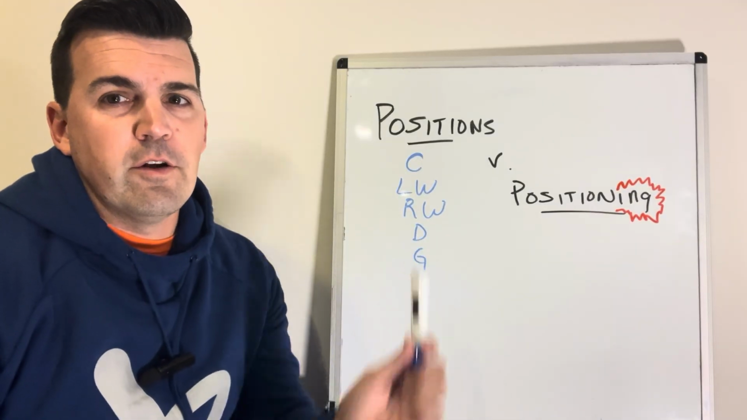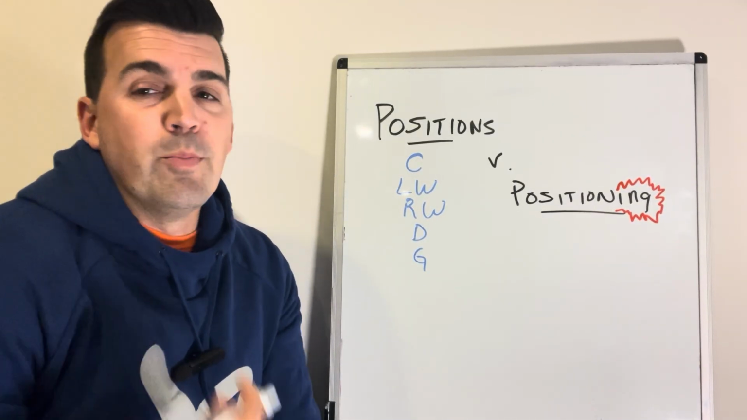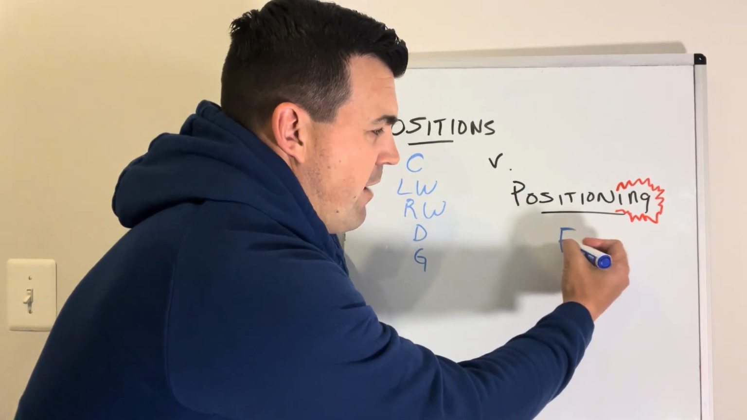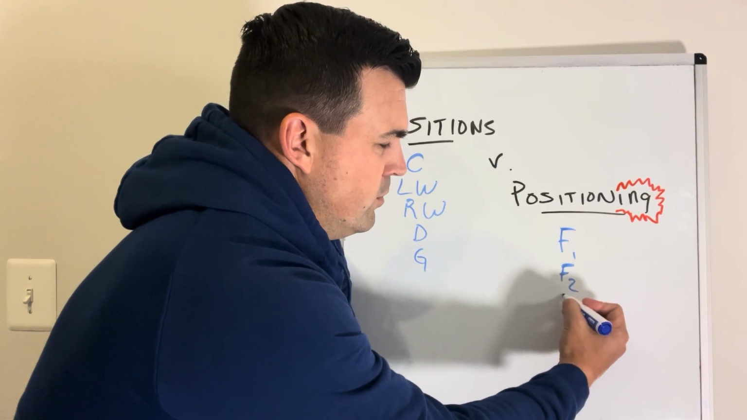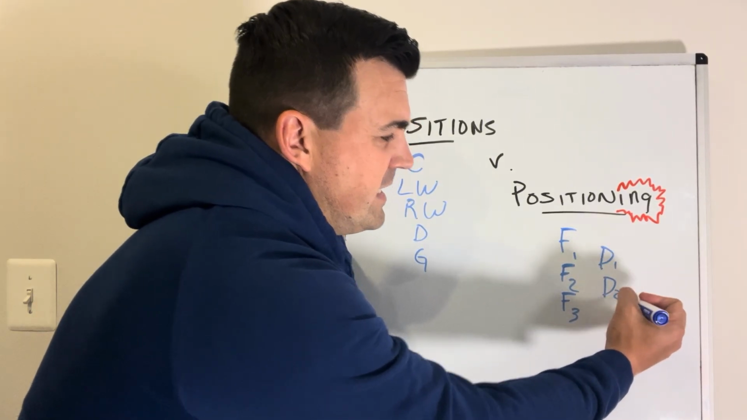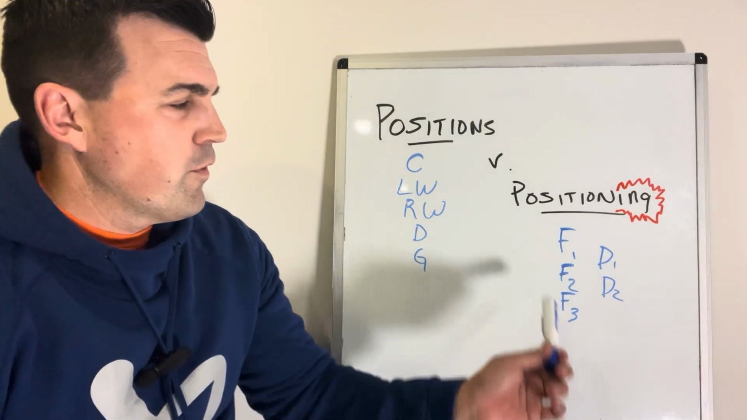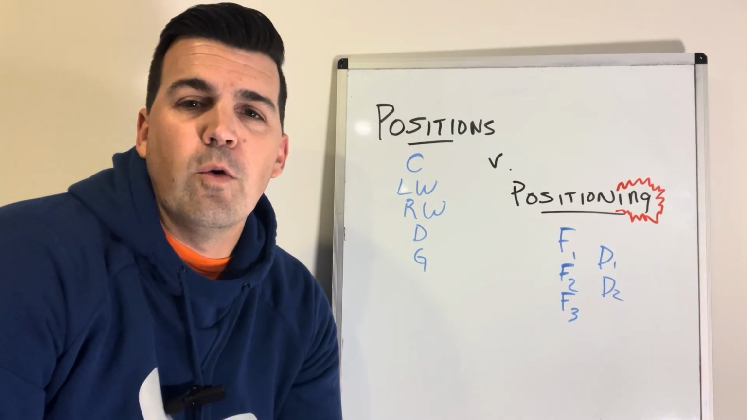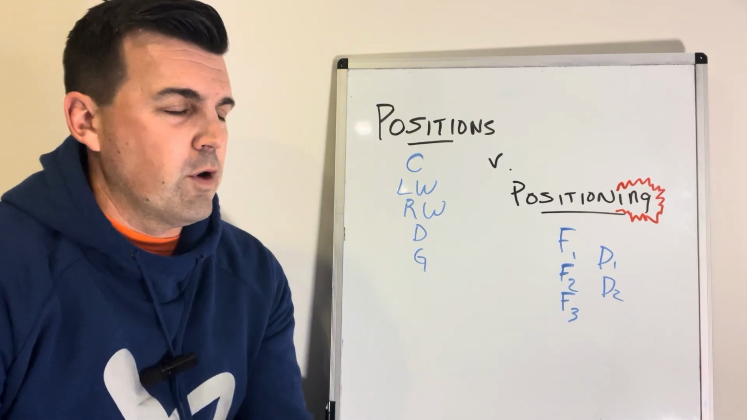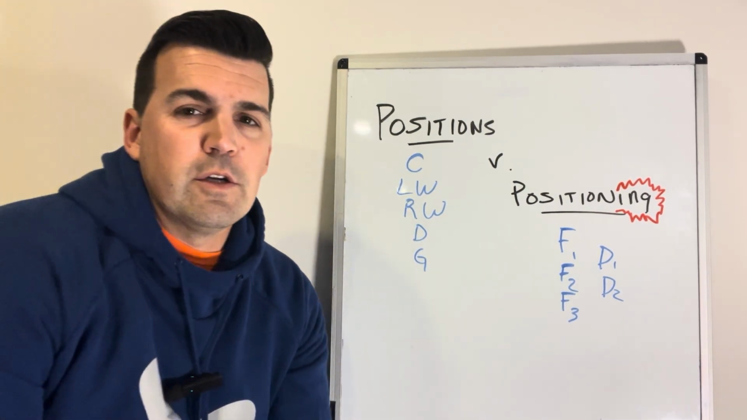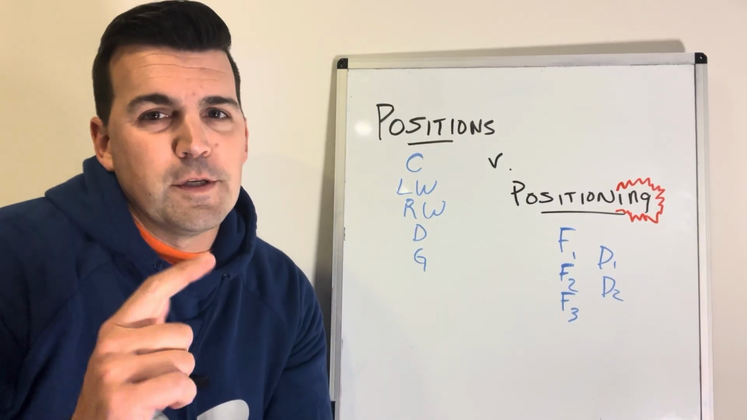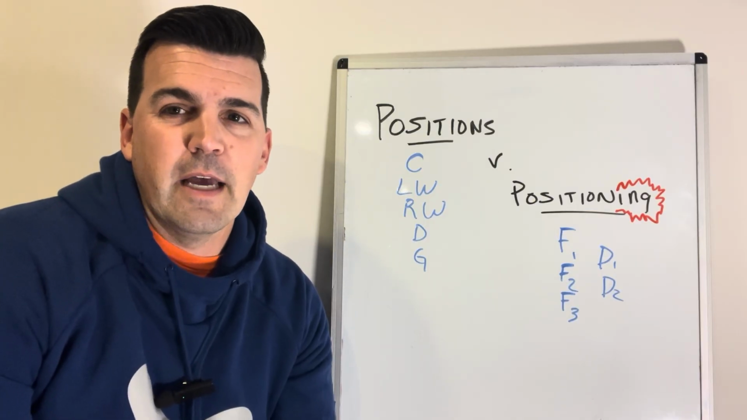While our positions are the center, left wing, right wing, D, and goalie, for our positioning and how we refer to those players as they move around the ice, we're going to use the terms F1, F2, F3, D1, and D2. This is all going to be referred to in relation to how they attack the puck or enter the zone. So when you're prepping for the season, don't just think about whether you're a center or a left wing. We're going to start to learn about how we move around the ice as a five-man unit and operate as the first forward, the second forward, the third, or the first D or the second D.